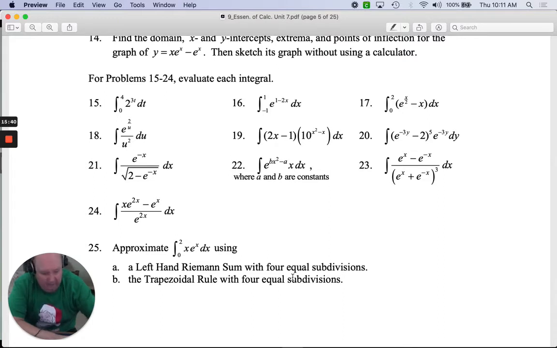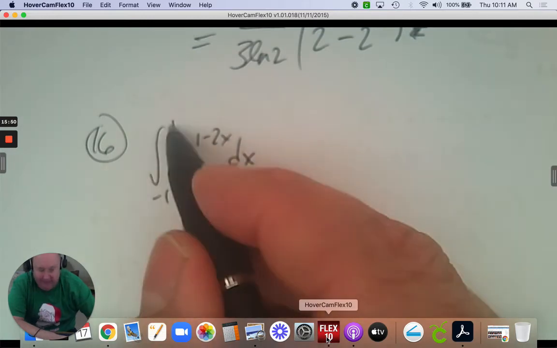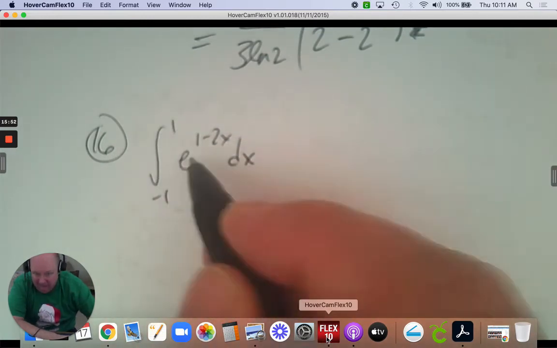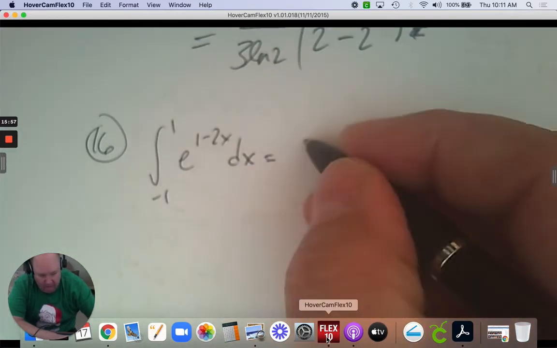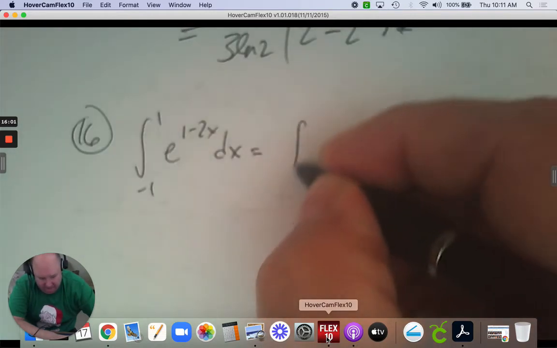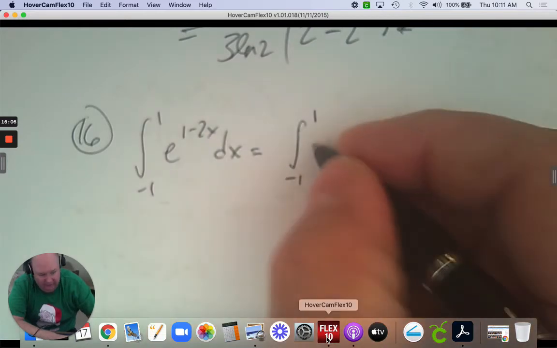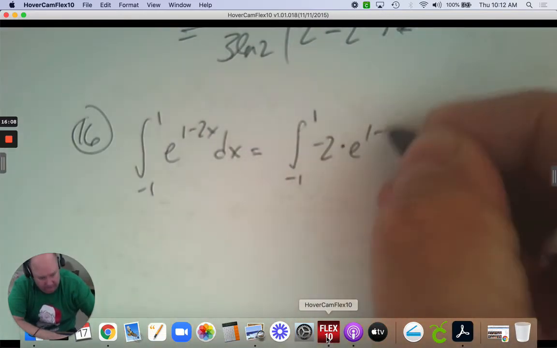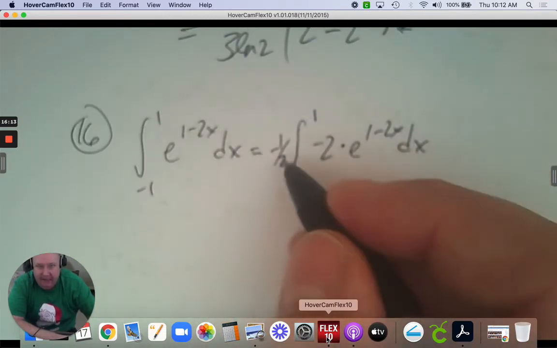Negative 1 to 1, e to the exponent 1 subtract 2x dx. So again, this is what's called a definite integral. So I know at the end I'm going to plug in the upper and lower bound. The base is e, so that affects the rule. So the first thing I'm going to do is make sure I know the hook-on factor, and then unhook it. So the hook-on for 1 subtract 2x is negative 2. And then to undo that negative 2, it's negative a half.